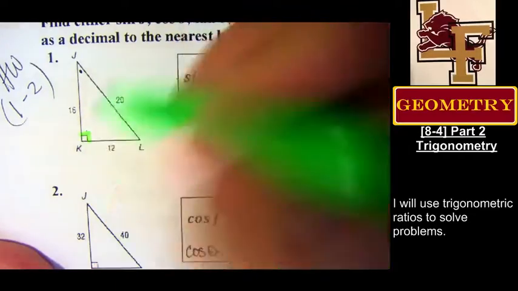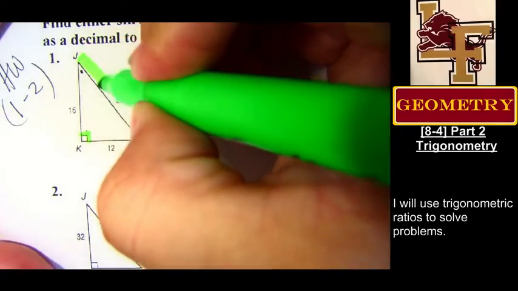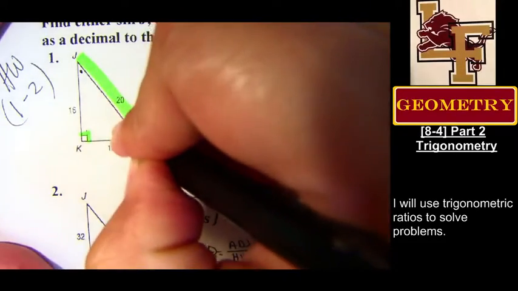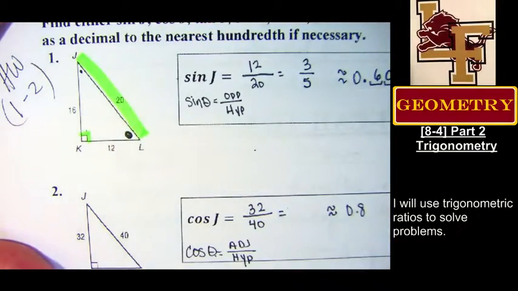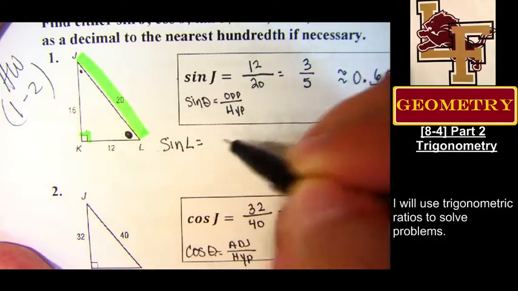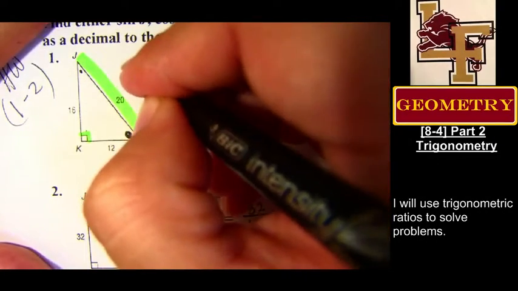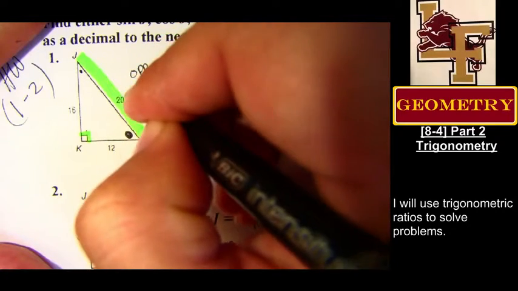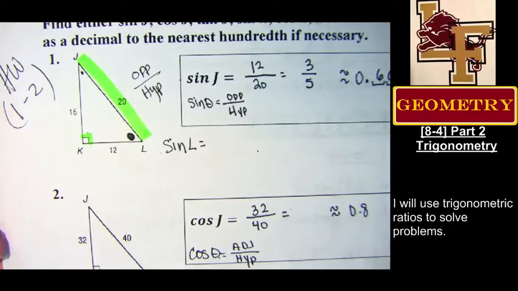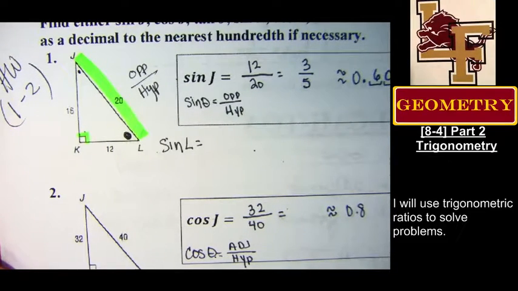Here's my right angle. Here's my hypotenuse. This is my angle L now. So to find the sine of angle L, I want the opposite over the hypotenuse. That's always the fraction for sine. Which side is opposite angle L? 16.